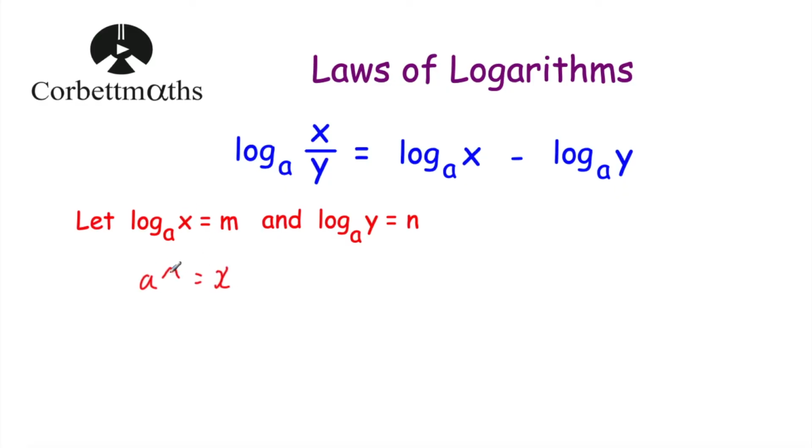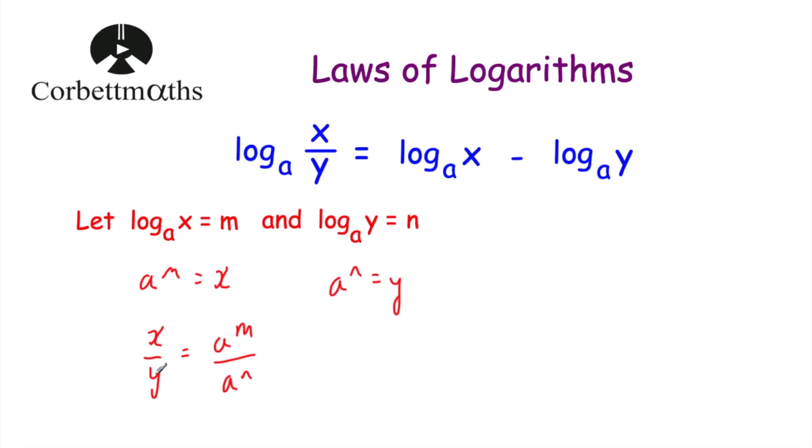So a to the power of m would be equal to x. And here we'd have the base, the power, and the answer. A to the power of n is equal to y. Now what we're going to do is we're going to do x divided by y. We're going to do x over y. So we're going to take our x and we're going to divide it by y. And I've just done it over because in the question we can see we've got an over. And then x, well, x is equal to a to the power of m. So it's going to be a to the power of m. And then that's going to be divided by, and then y is equal to a to the power of n. So it's a to the power of n.